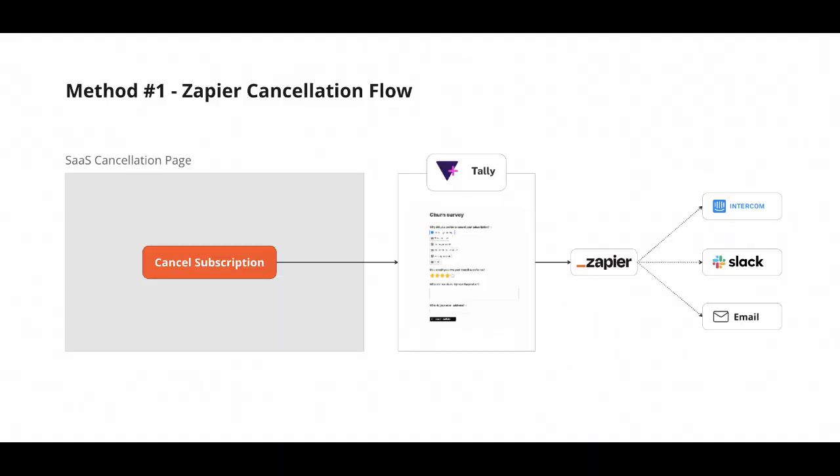The starting point is the billing page of the application, where there's usually a cancel subscription button. Once users click that button, they'll be redirected to a Tally form in another page. And then when they submit that form, it will automatically trigger a Zapier workflow, which will notify you in any way that you want. Most commonly, this is either by creating an Intercom ticket, sending a Slack message, or emailing support. All of this can be set up in a free Zapier account.